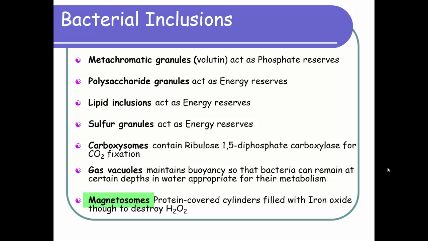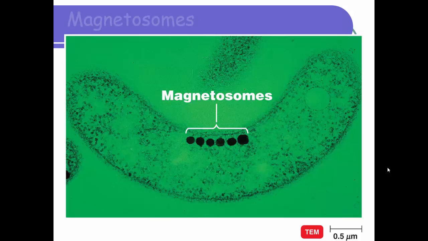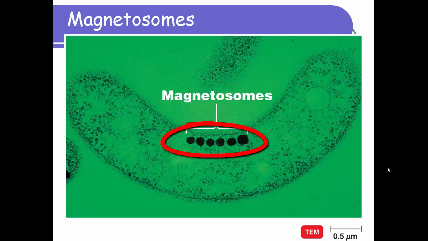These are protein-covered cylinders filled with iron oxide that are thought to be used by bacterial cells to destroy hydrogen peroxide. This is a picture of some magnetosomes within this bacterium. Interesting thing, since they have iron, they will actually respond to a magnetic field. This bacteria was put in a magnetic field and all the magnetosomes migrated to this area.